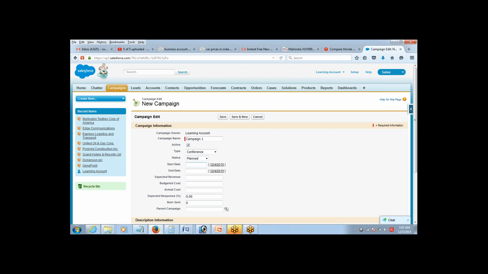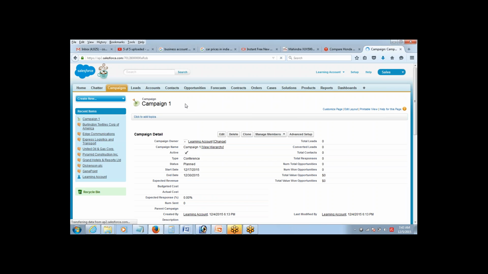So whatever type of campaign, start date, end date, you put here. What is your expected revenue? What is your budgeted cost? What is going to be the actual cost? All these things will be tracked in the campaign.